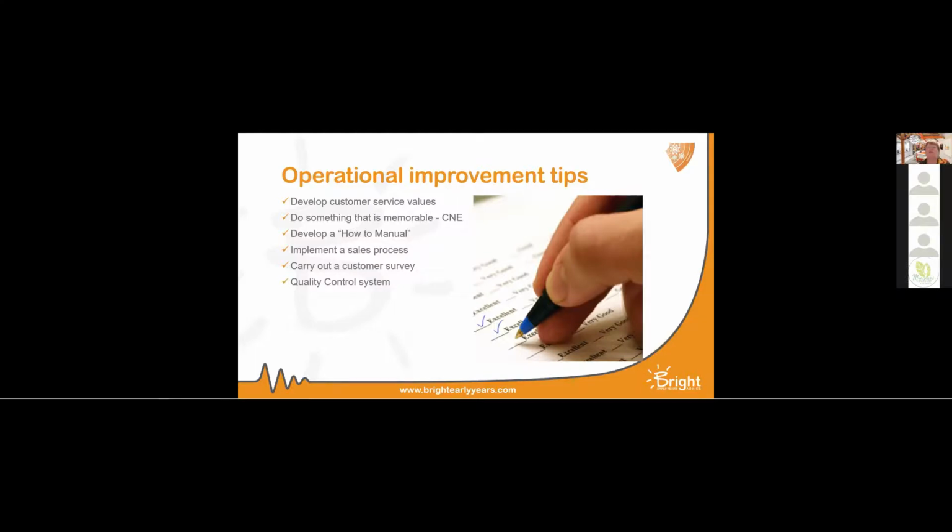Think about what sort of quality control systems you have in place. Who's monitoring how well we're meeting our standards and things, and that's where audits and things like that can come into play. How do we follow up? How do we follow up with visits that we've had, with inquiries that have come in? Have we got a system and a process in place for that?